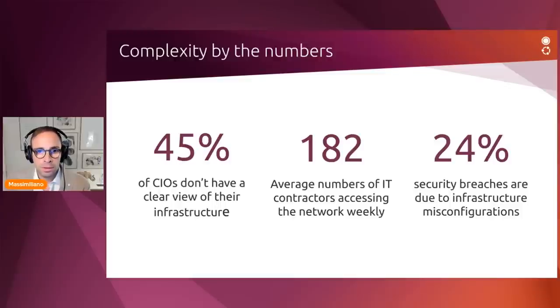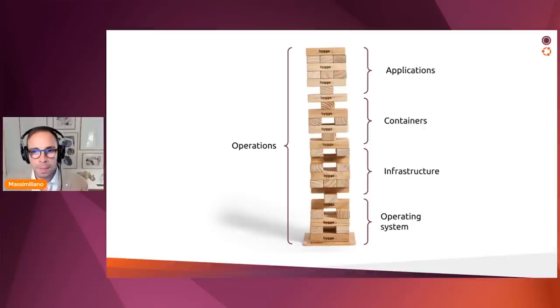To put this into context, the latest CIO survey from PwC showed that 45% of them don't have a clear view of which infrastructure they are running where. Likewise, a 2020 study from IBM showed that almost 200 different IT contractors access the network of large US enterprises on a weekly basis. And finally, the latest Verizon data breach report highlighted that 24% of security breaches are due to infrastructure misconfiguration, meaning human errors. So what does this all mean?